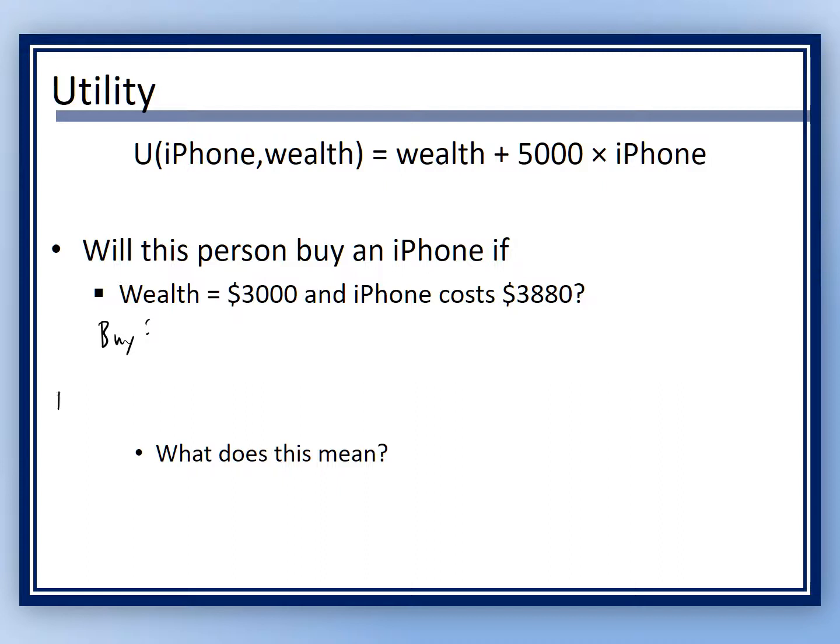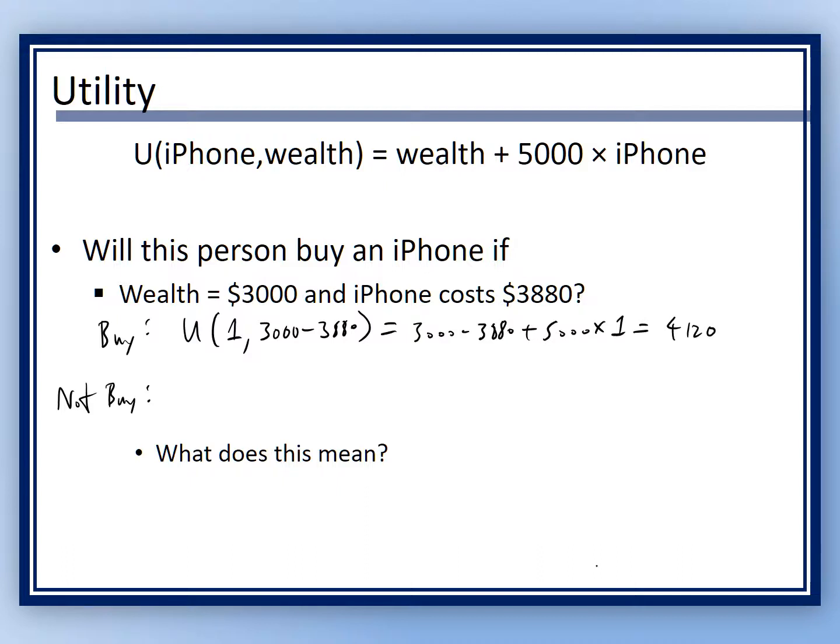just the same as before, buying and not buying, I'm just going to do it again. One iPhone, 3,000 minus 3,880 plus 5,000 times 1 equals 4,120, right? And not buying with $3,000 just equals 3,000 plus 5,000 times 0, so that's just 3,000. So actually the answer is the individual would buy the iPhone.